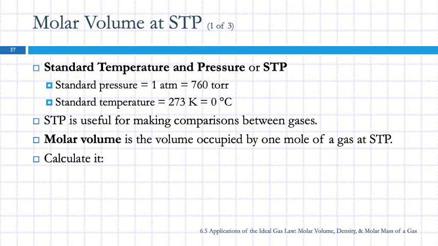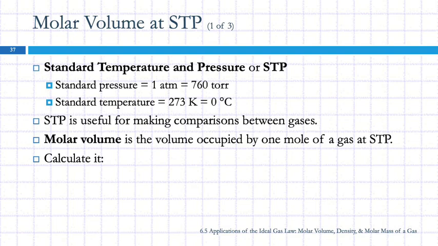Well, comparing gases can be difficult because there are so many parameters, so many variables. And so one thing we use to make that a little easier is something called standard temperature and pressure, abbreviated STP. So standard pressure is 1 atmosphere, which is the same as 760 torr. That's like normal pressure, right? An atmosphere. Standard temperature is going to be 273 Kelvin or 0 degrees Celsius.